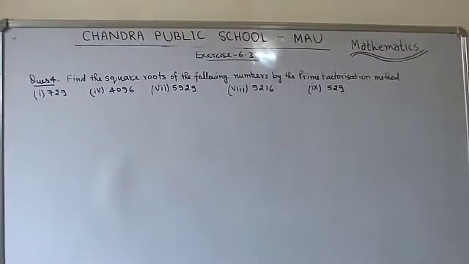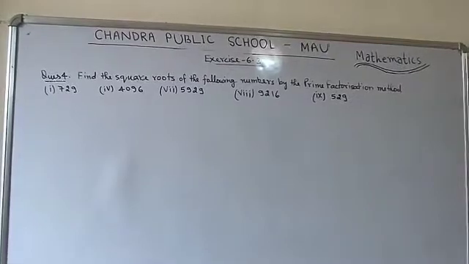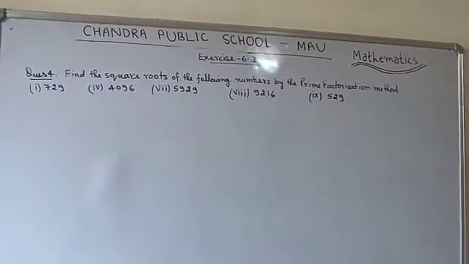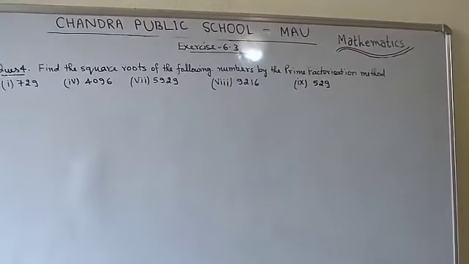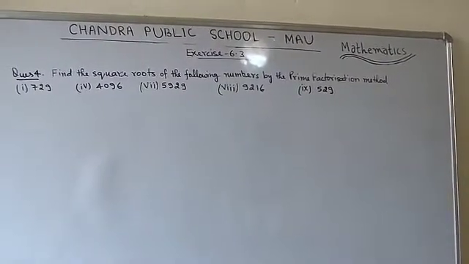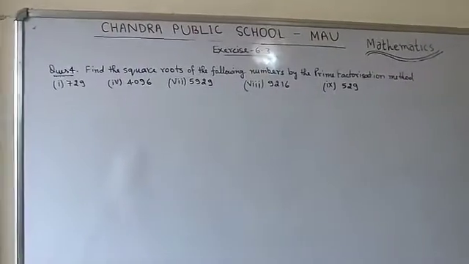Welcome back students. Here it is question number 4 of exercise 6.3. The question is: find the square root of the following numbers by the prime factorization method. So here you need to find the square root of the given numbers by the prime factorization method. I am going to explain how you will apply it.